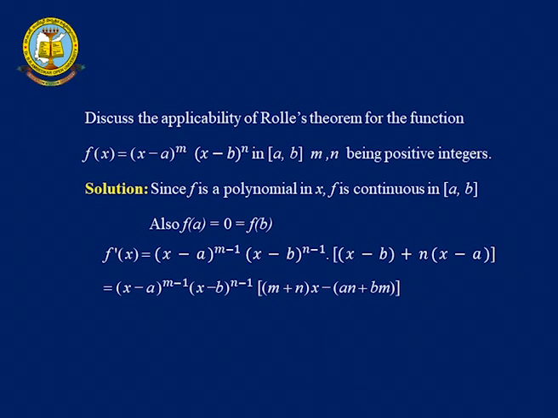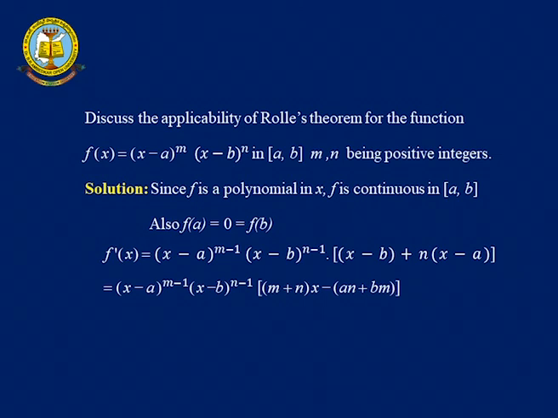So, automatically f is continuous in a comma b. And f of a means in place of x, if you substitute a, the value is going to be 0, and f of b, in the place of x if you substitute b, the value is going to be 0. So, from the two cases we can say that f of a equal to 0 and f of b equal to 0. So, as per the Rolle's theorem condition, f of a equal to f of b.